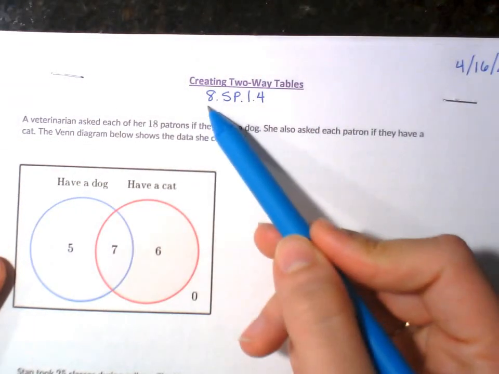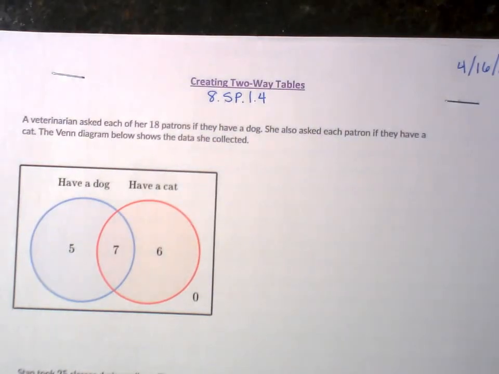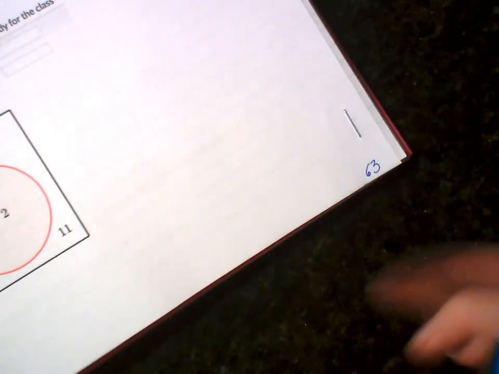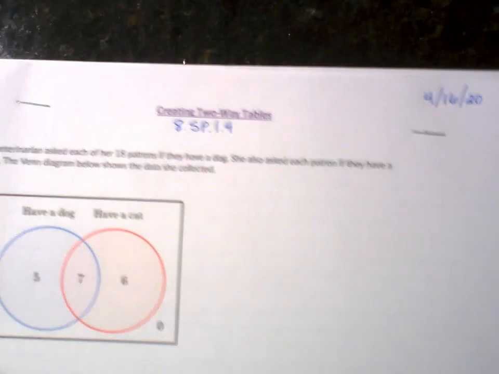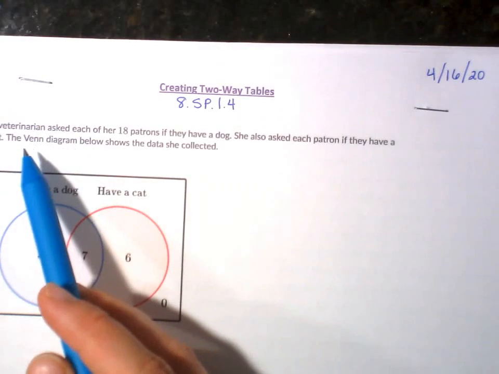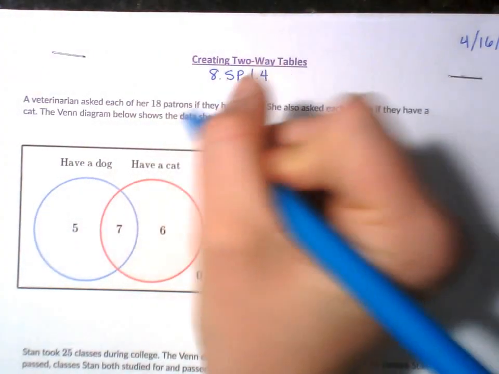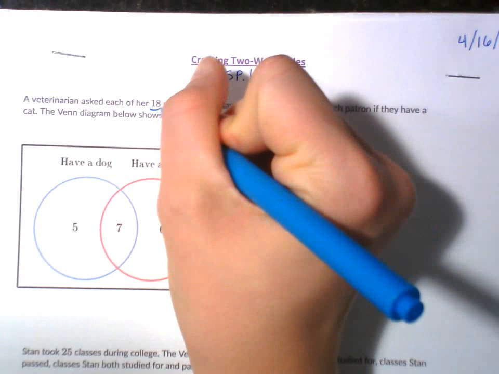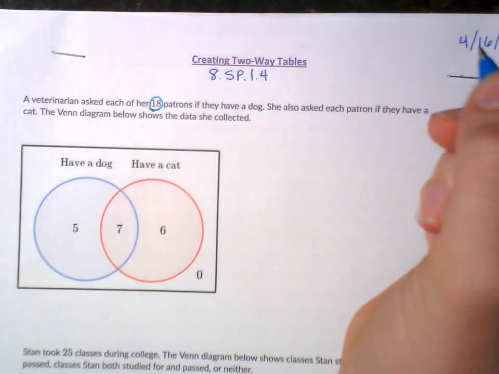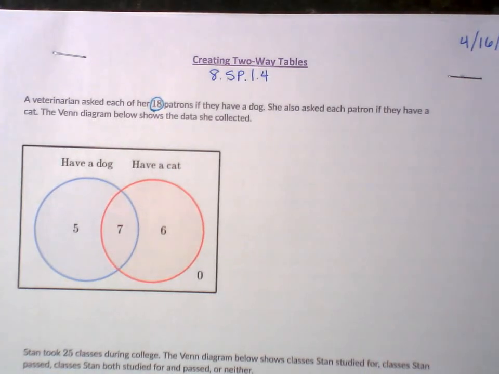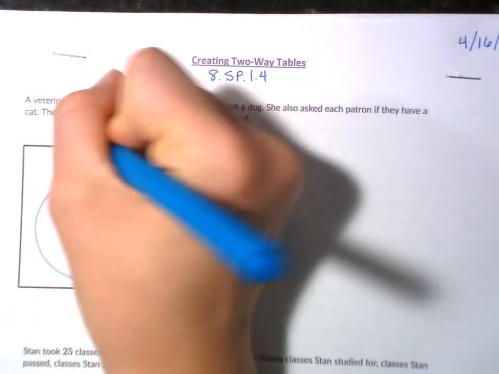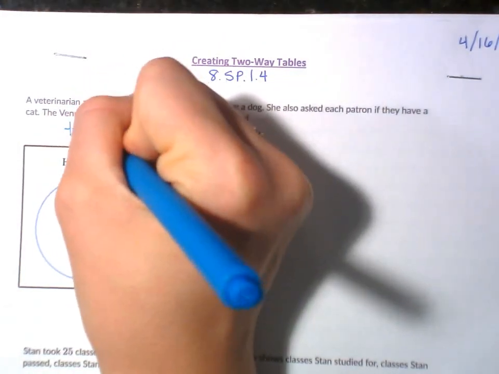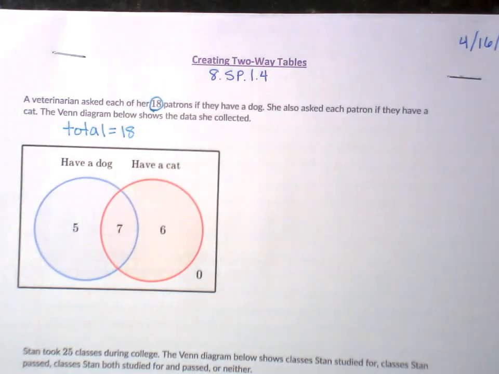So we're still doing the 8th grade standard from statistics 1.4. All right, we're on page 63. I put in my table of contents, page 63, creating two-way tables. So we have a veterinarian who asked each of her 18 patrons. So 18. Total, she asked 18. That's important. So I'm going to write that. Total equals 18. She surveyed 18 people.